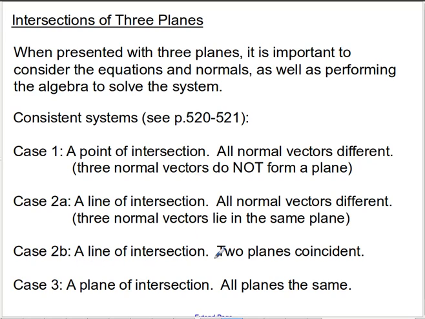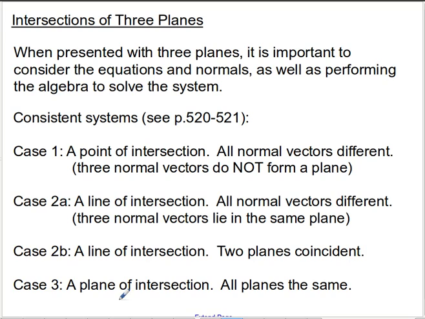We can also get a line of intersection when we have two planes that are coincident. Essentially that means we now have two planes that are coincident making a single plane, and then the third plane intersects that pair of planes along a single line. This is actually like our previous lesson on intersections where we were intersecting two planes along a line.